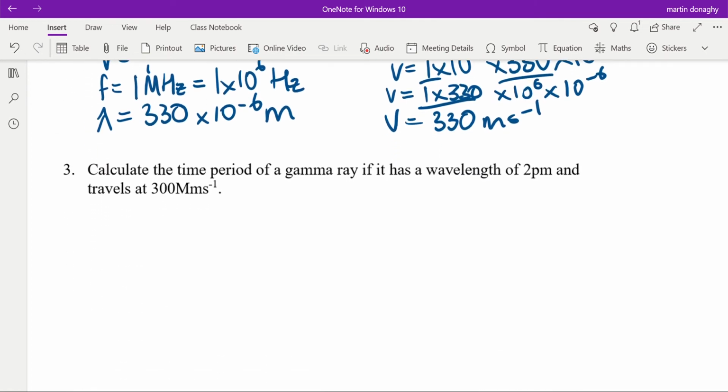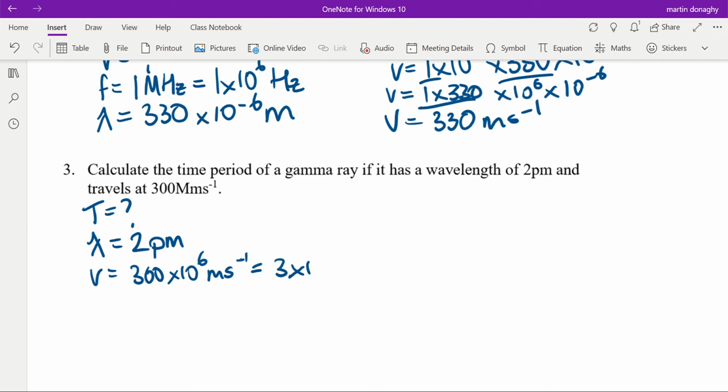Final question then. Calculate the time period of a gamma ray if it has a wavelength of 2 picometers and travels at a velocity of 300 megameters per second. That's just that value, which is 3 by 10 to the 8. Our pico is 2 by 10 to the minus 12. And we're trying to find the time period.